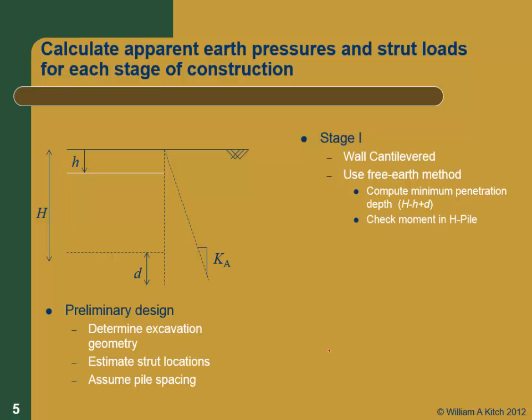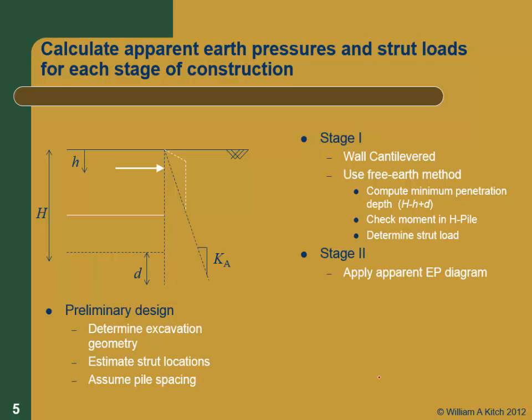Then you're going to check the moments in your H piles, determine your strut loads, and then you go to the stage two of the excavation. And now we're going to be using an apparent earth pressure diagram for our earth pressures, because we're going to have that strut load in there, and we won't have a classic earth pressure. So we put in the apparent earth pressure.